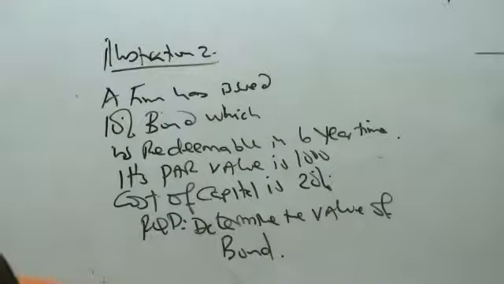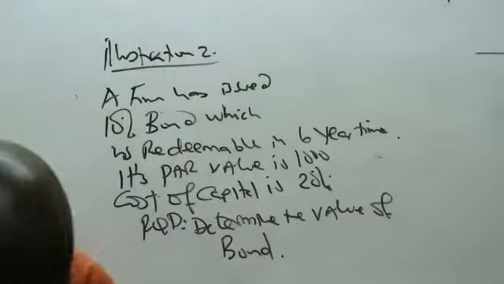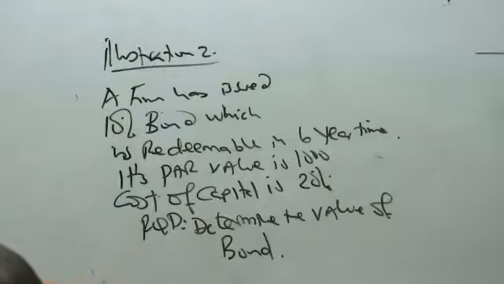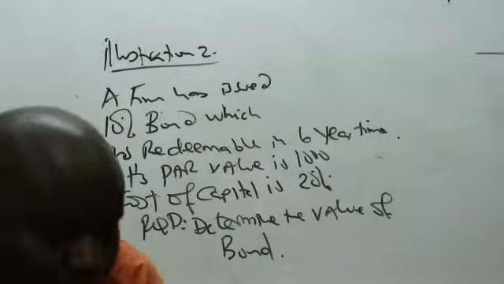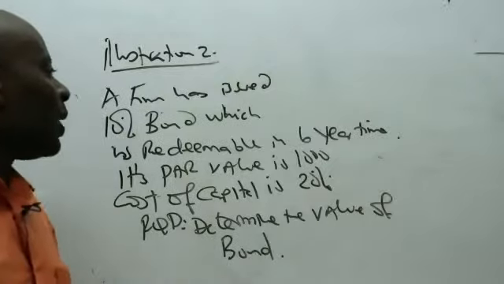I can see, ladies and gentlemen, most of us getting $667.45. It's quite easy. What these students have done, because it's redeemable, they have been able to know straight away that we have got two types of cash flows.